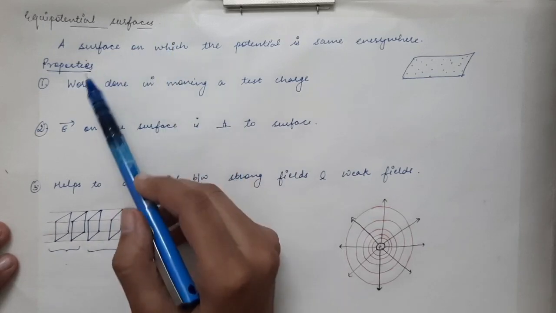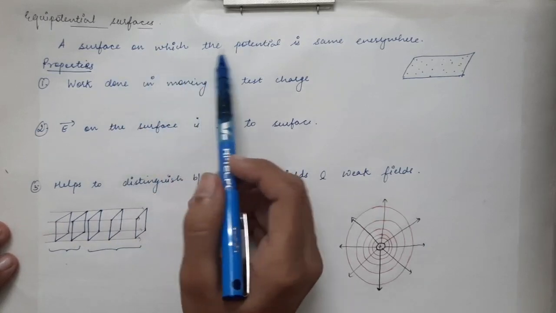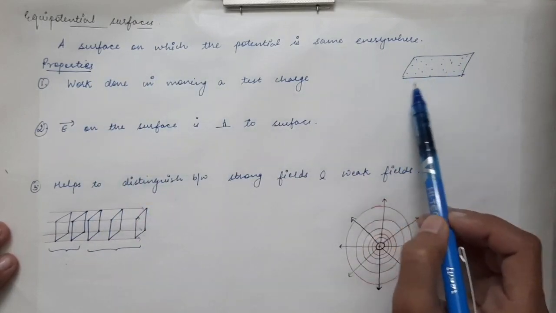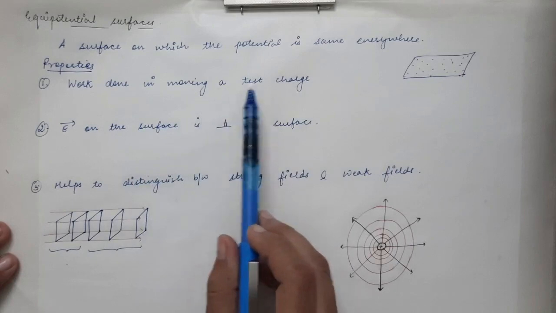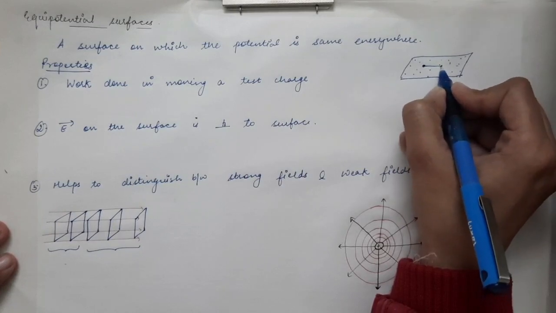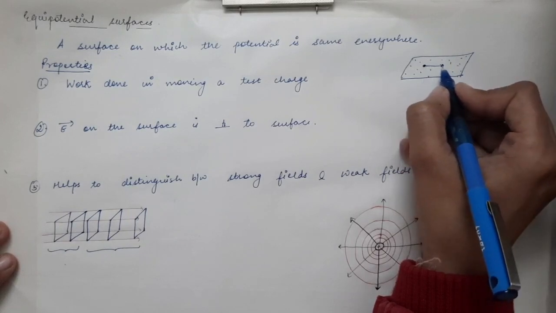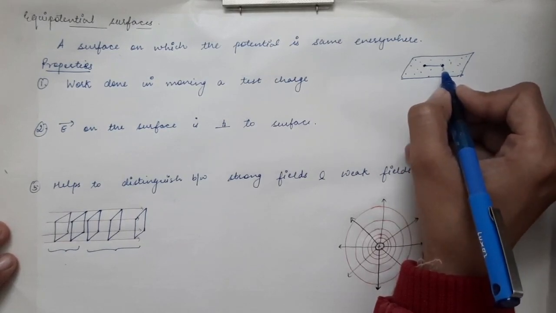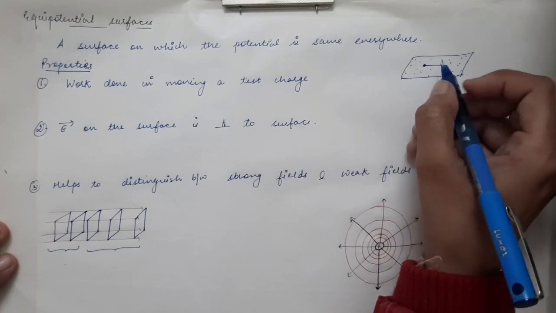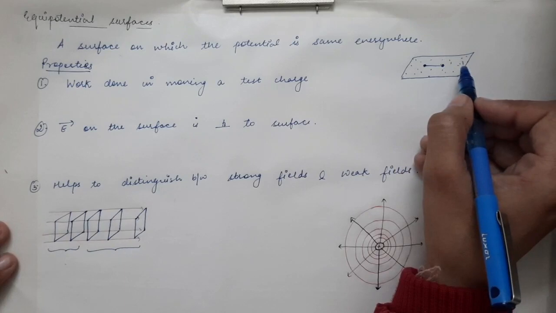So what are some of the properties that we can derive from this definition of equipotential surface? First of all, if you have an equipotential surface, the work done in moving a charge from one point on the surface to another point which is also on that same surface is equal to 0, and that's because the potential difference is equal to 0, as we have said that potential at all points on the surface is the same.